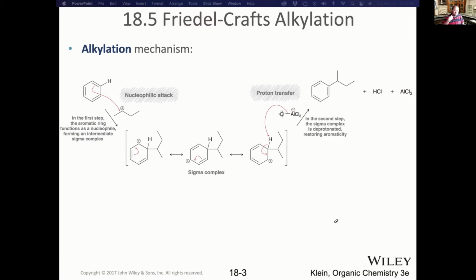And then what happens is once you do form that, the next step is a proton transfer where you deprotonate the carbon that is now connected to the electrophile. You deprotonate that proton that was once there. And by doing that, you bring it back to aromaticity with essentially one of the hydrogens on the benzene ring now substituted for whatever the electrophile was. Once again, very similar to bromination, nitration, and sulfonation that we learned about in Thursday's lecture.